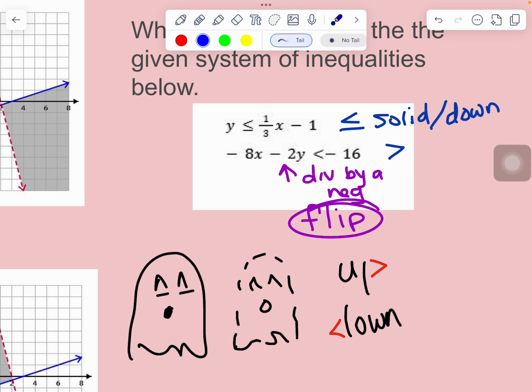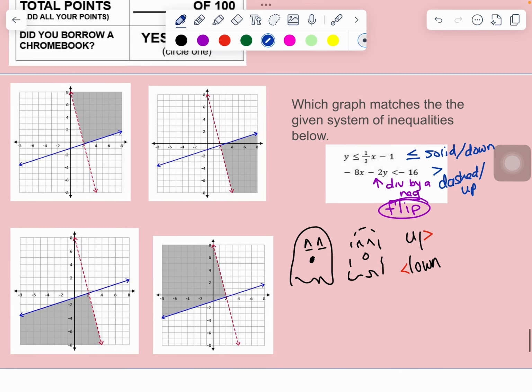So let's look at our ghost again. Look at the eyes. There's no line under it, so that is Mr. Phil. So this should be a dashed line. And then I need to figure out, is it up or down? Well, this symbol right here goes with the up. So I know I would shade up. So now we just need to look at our graphs.